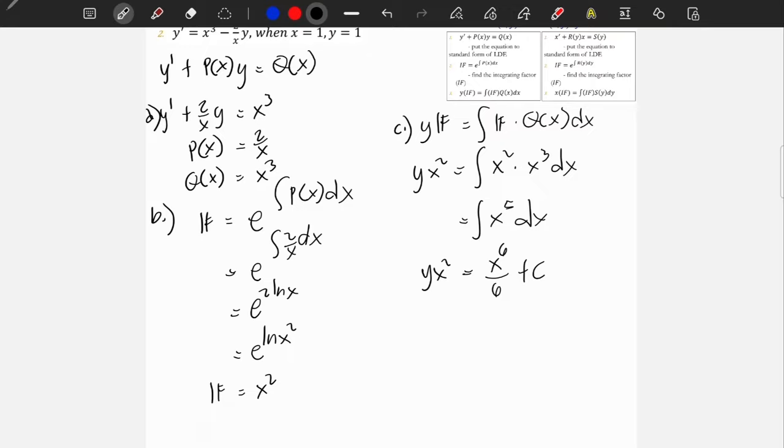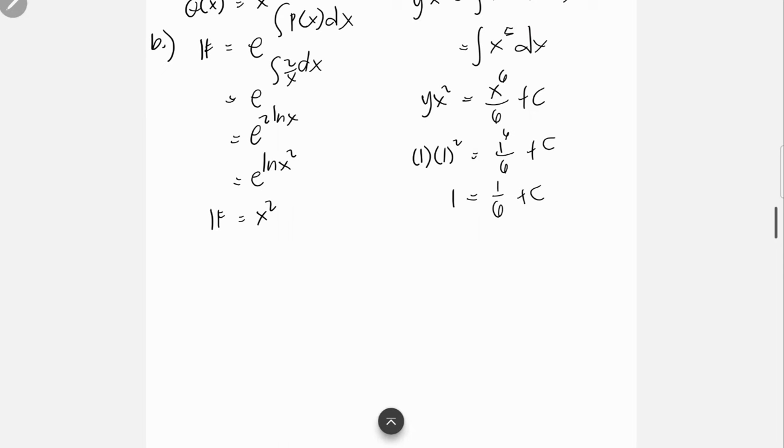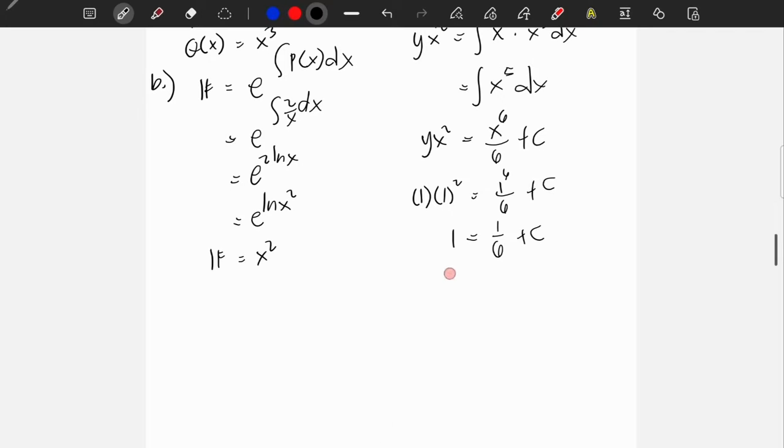Then, substitute the values of x and y. So y is equal to 1, x is equal to 1 also. 1 times 1 squared equals 1 to the power of 6 over 6 plus c. So 1 times 1 squared is 1, and 1 to the power of 6 is 1. So this is 1 over 6 plus c. Transpose 1 over 6 to the left side, so it becomes negative. So 1 minus 1 over 6 equals c. 1 minus 1 over 6 is equal to 5 over 6.